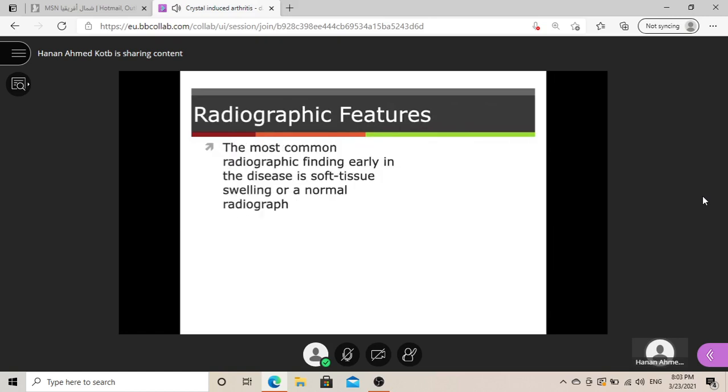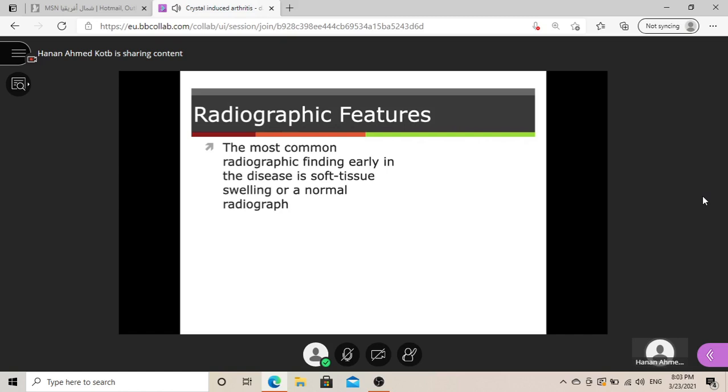What are the radiographic features بقى او ايه اللي بنلاقيه on plain x-ray? The most common radiographic findings early in the disease is soft tissue swelling او حتى even a normal radiograph. لان احنا قلنا in between attacks بيبقى فيه symptoms are completely normal. Sorry, the symptoms are gone with joint examination completely normal as well as the radiographic features.